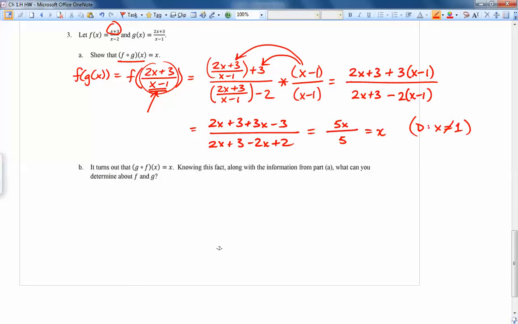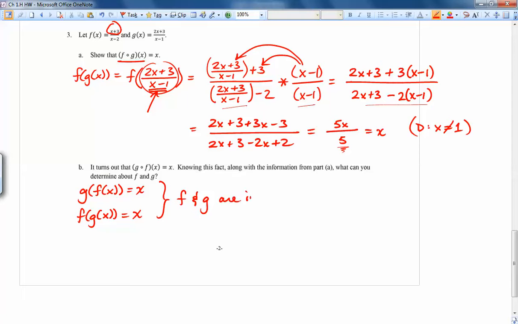And there are no new domain restrictions that come out of this because I'm just left with a 5 down there anyway, and if you look at any of the steps along the way, the only issue here is when x equals 1. It turns out also that g of f of x also equals x. So if g of f of x equals x, and we know from part A that f of g of x equals x, this is actually a way to prove that f and g are inverses of each other.